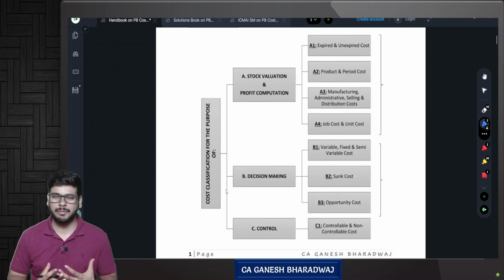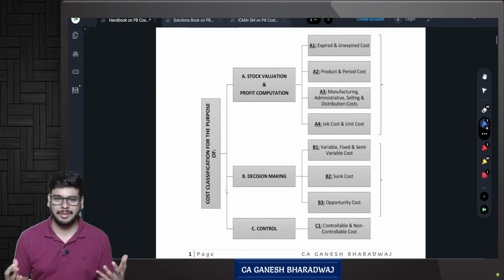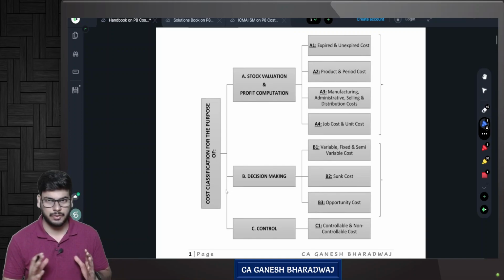When you're solving sums, it will be very, very easy for you. So please have this habit. The more time you spend here, the more useful it will be for all of us.